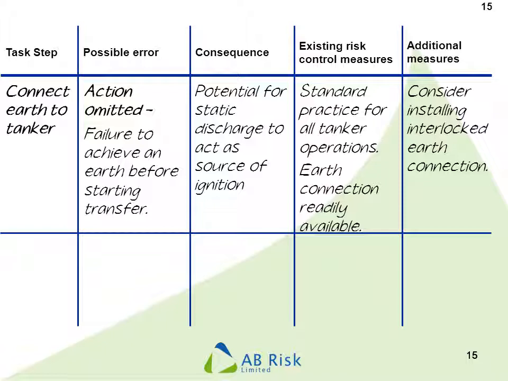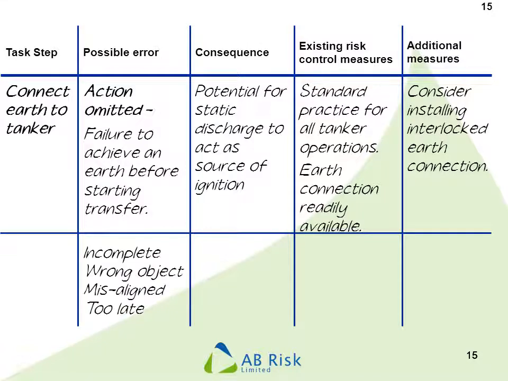Well, we've been through one error type now, but we have to remember that we did identify some other potential error types. For example, incomplete, wrong object, misaligned, too late. Now, the reality in this case is probably they're all pretty much the same error. We will fail to achieve the earth before starting the transfer, so all the other information we've collected for this task step is applicable, and we'd probably say we've done enough and we should move on.